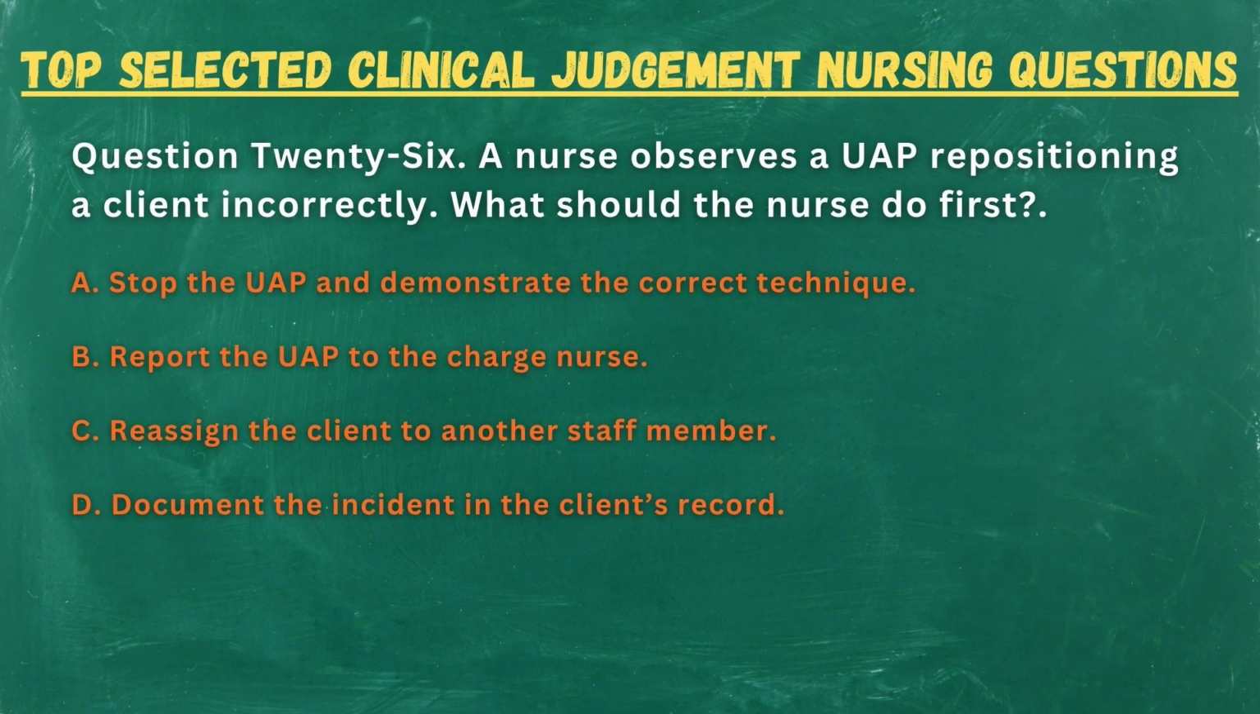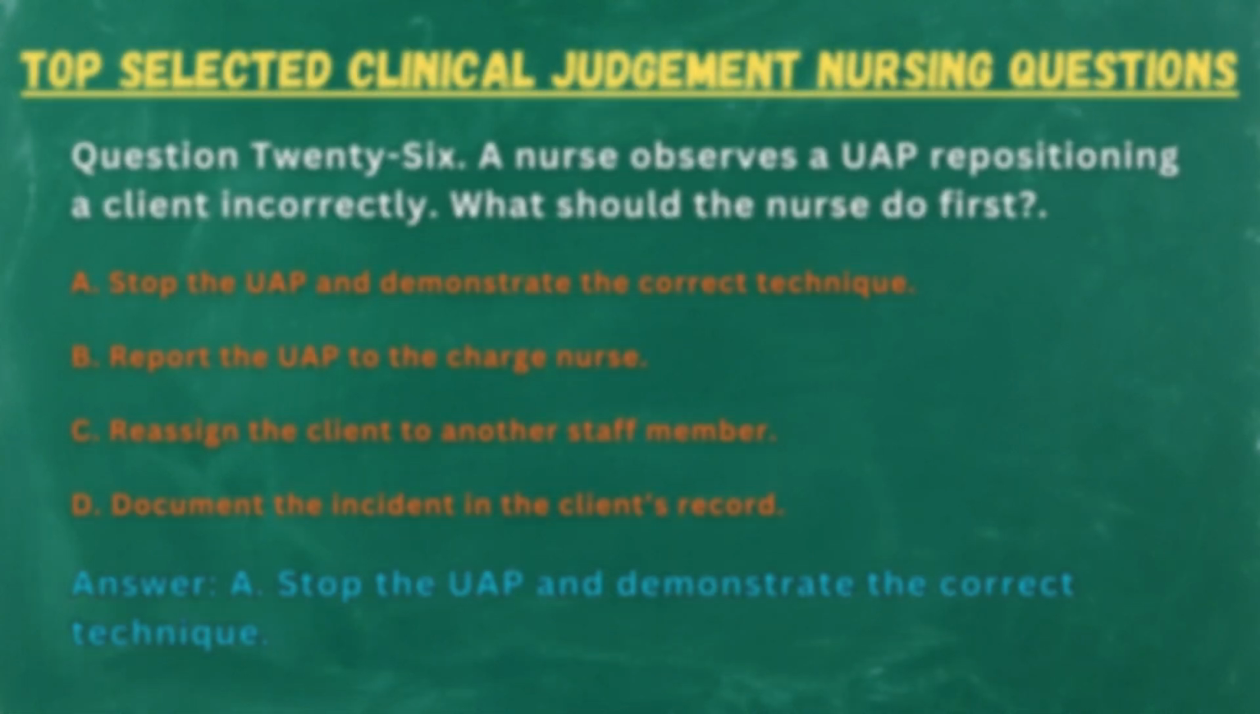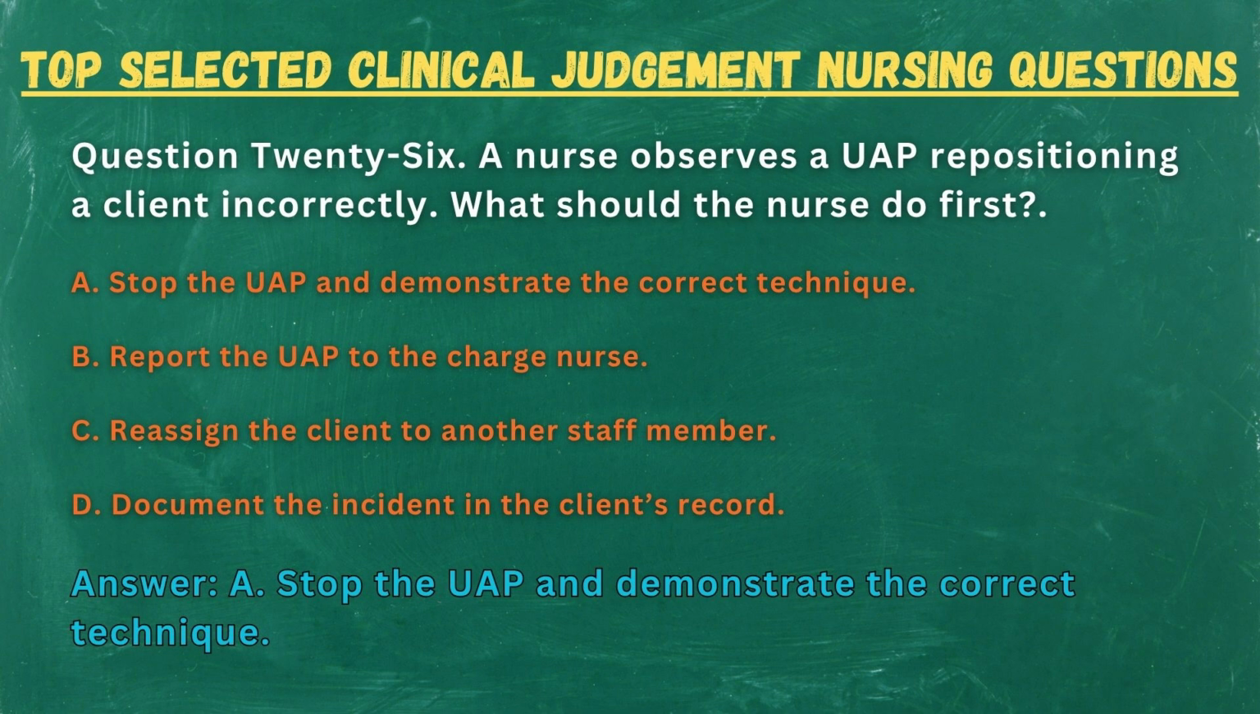Question 26. A nurse observes a UAP repositioning a client incorrectly. What should the nurse do first? A. Stop the UAP and demonstrate the correct technique. B. Report the UAP to the charge nurse. C. Reassign the client to another staff member. D. Document the incident in the client's record. Answer: A. Stop the UAP and demonstrate the correct technique.